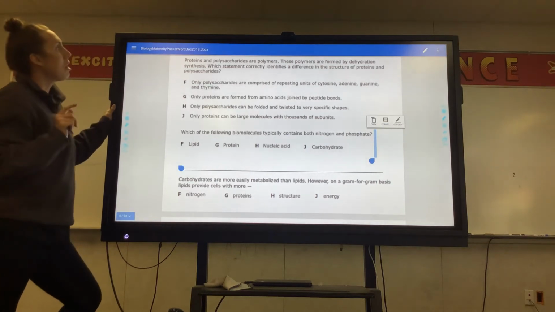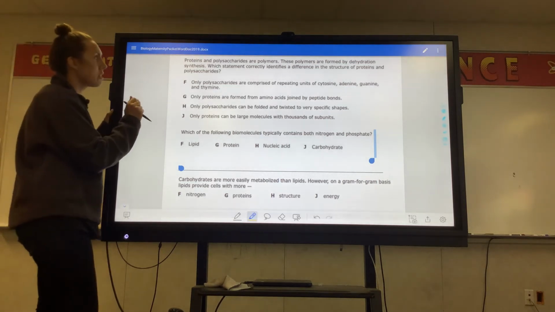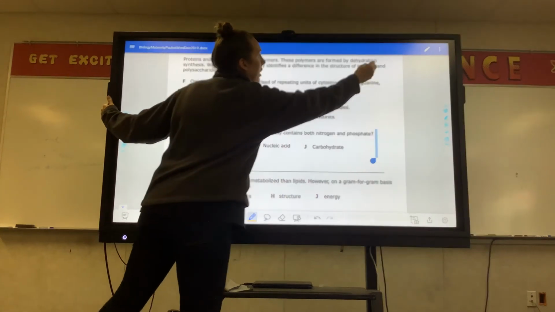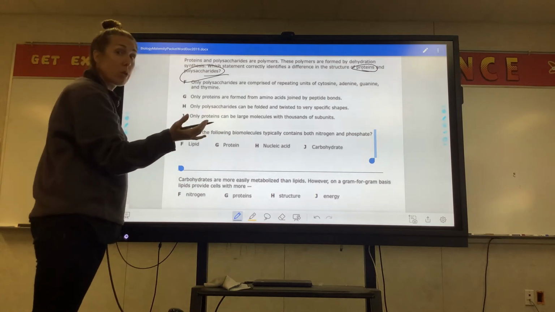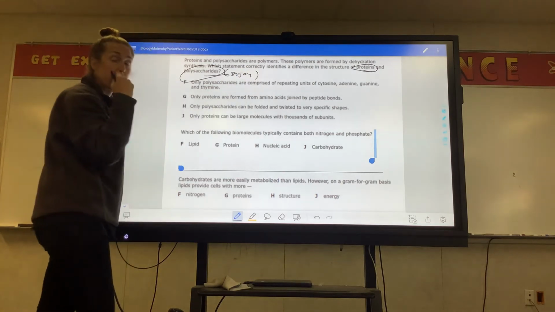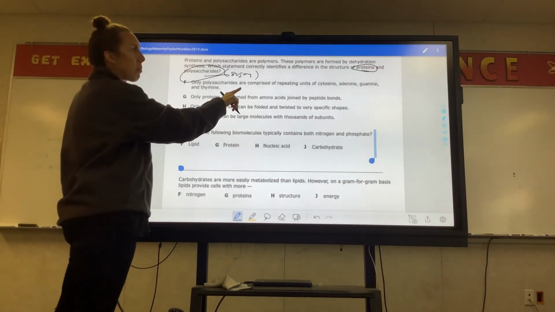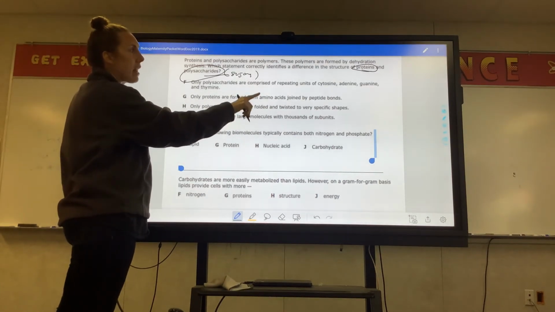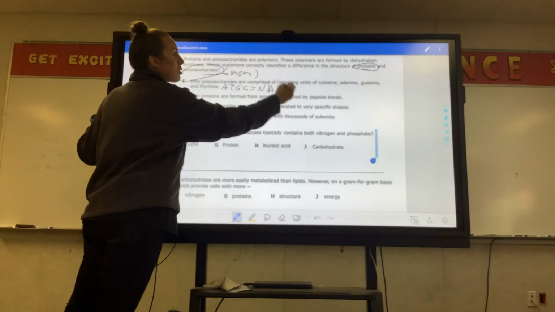Okay, almost all done. Proteins and polysaccharides are polymers. These polymers are formed by dehydration synthesis. Which statement correctly identifies a difference in the structure of proteins and polysaccharides? So guys, they're saying, what is the difference between a protein and a polysaccharide? Now, proteins are proteins, you know this. Polysaccharides are sugars. We went over that during our intro. So, basically, what's the difference between a protein and a sugar? Only polysaccharides are comprised of repeating units of cysteine, adenine, guanine, thymine. That's ATGC. Those are nucleic acids, so that's wrong.